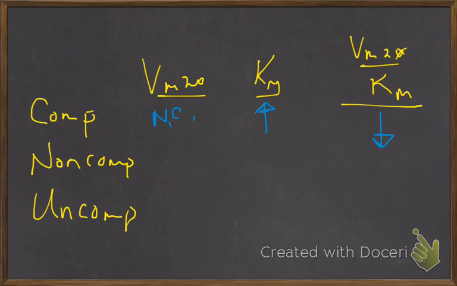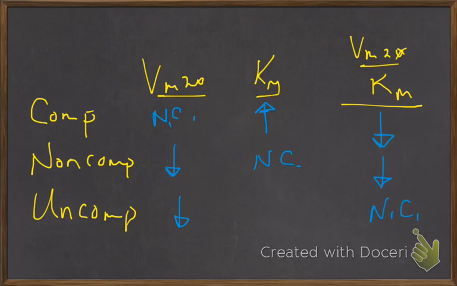The non-competitive inhibitor had no change at all for the Km, but the Vmax decreases. So then you're dividing Vmax over Km, you're going to take a smaller number on the top and divide by the same number. So that means overall it's going to decrease.